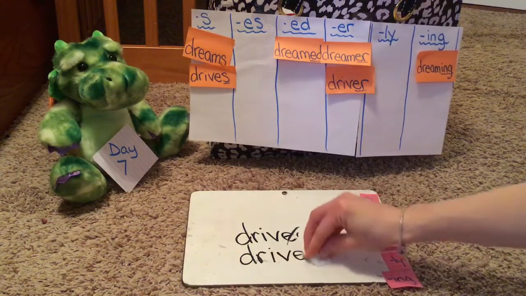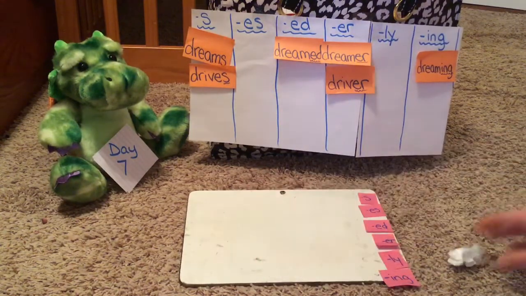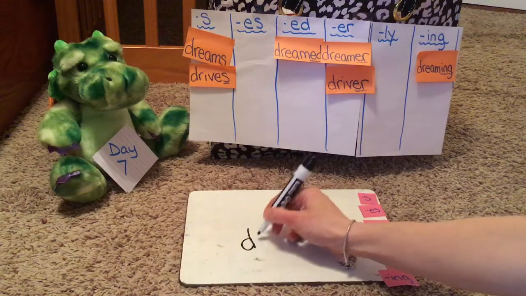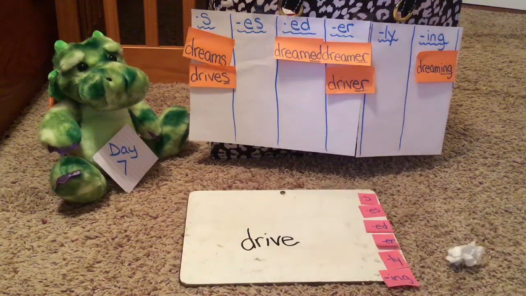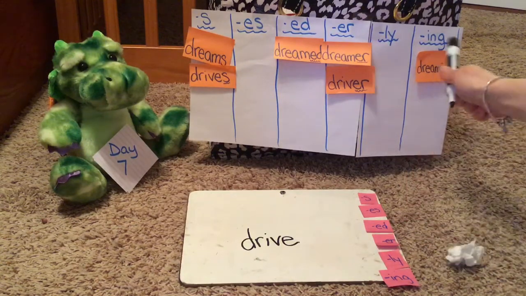Okay, now I'm going to go back to my base word drive. I'm going to change that word one more time. I want to change my word to driving. So now that's an action. That would be something you're doing. Driving. I have ing.